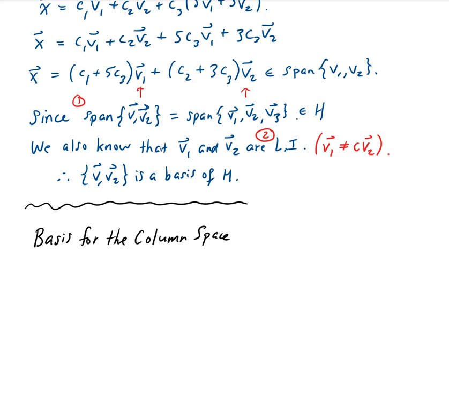So let's say we have a matrix B. Let B be equal to, let's say, 1, 0, 0, 0, and we have 4, 0, 0, 0, then 0, 1, 0, 0, and let's see, 2, negative 1, 0, 0, and the last column will be 0, 0, 1, 0. So let this be our matrix B, and let's say we want to find the basis for the column space of B.